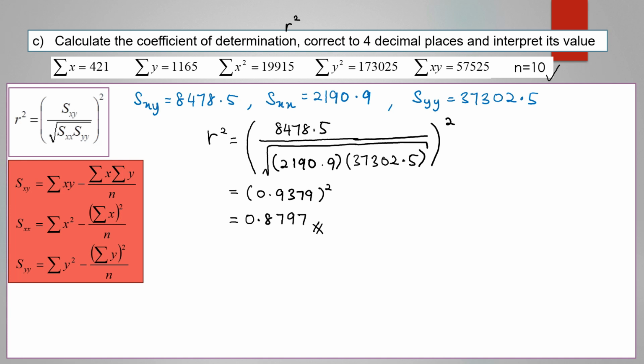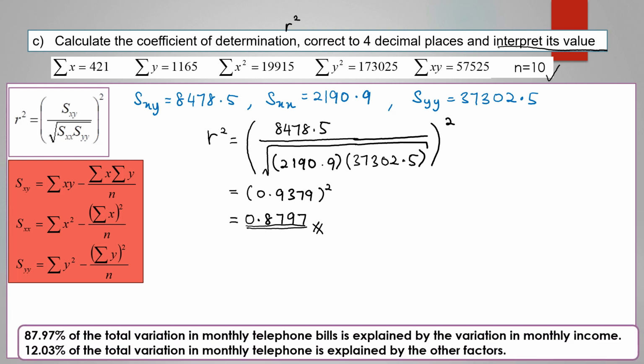The next part is we need to interpret the value of the coefficient of determination, which is 0.8797. The interpretation would be like this. 87.97% of the total variation in monthly telephone bills is explained by the variation in monthly income, whereas 12.03% of the total variation in monthly telephone bills is explained by other factors.